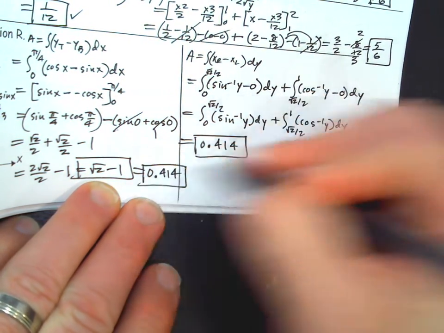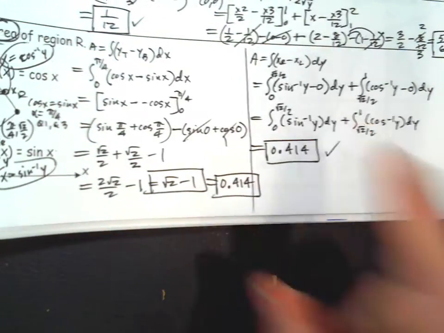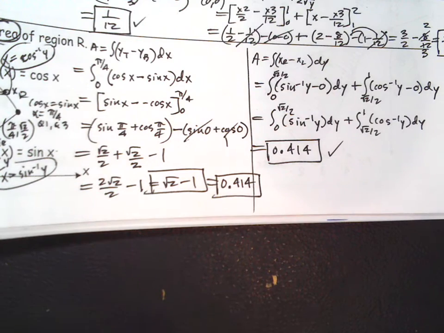But we couldn't have done this by hand. We couldn't have finished by hand. On a calculator, you still got to show all the setups and stuff. All right.